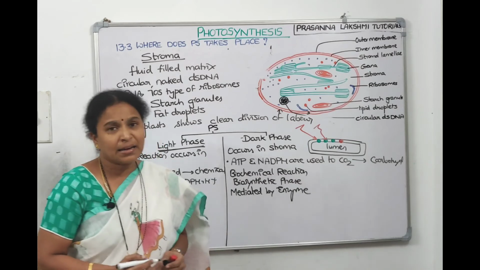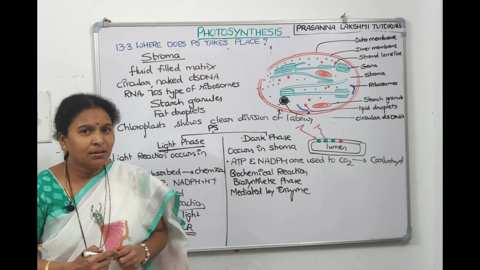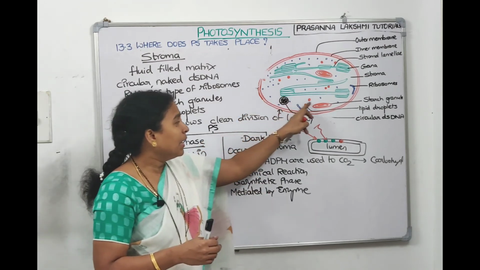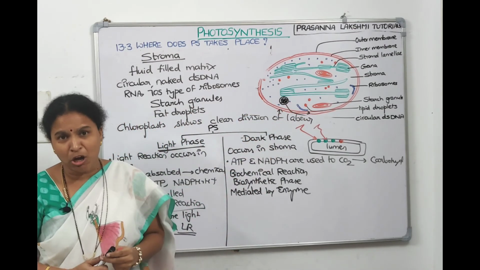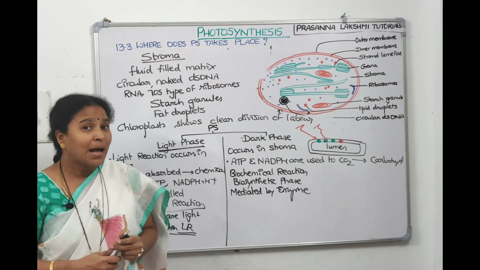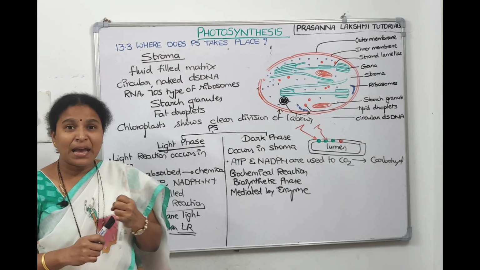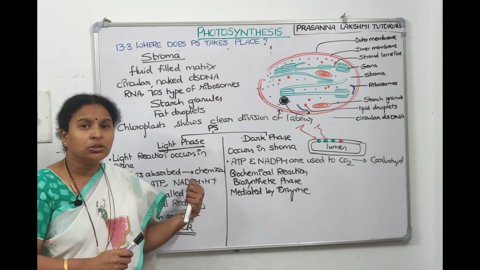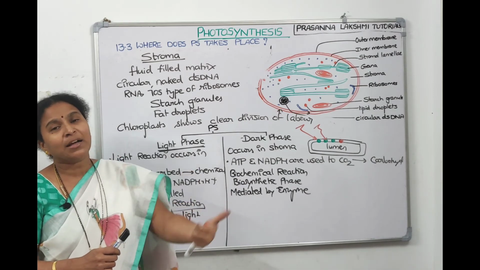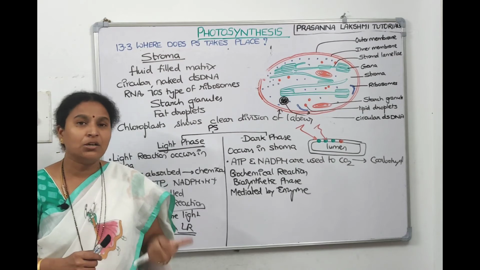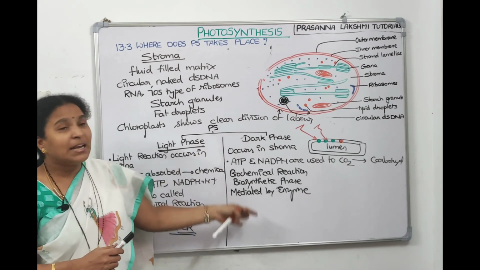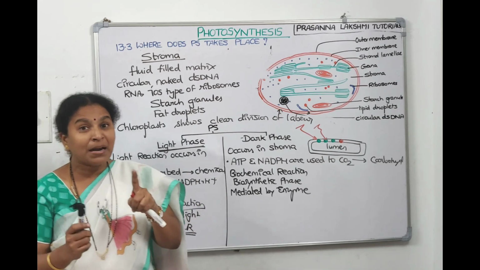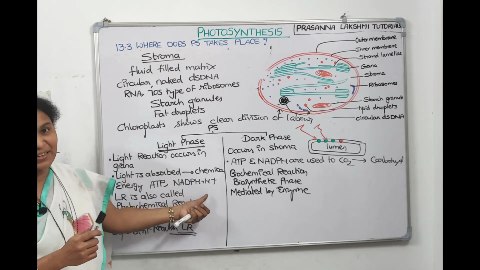Whereas in dark reactions, is light required? Is there any pigment in the stroma which can absorb the light? No, right? So what is happening in the stroma? The ATP and NADPH, H+ which are produced by absorbing the light are used to fix the carbon dioxide, to convert the carbon dioxide into carbohydrate. So the dark reaction doesn't depend on the light, but it depends on the products of the light reaction.